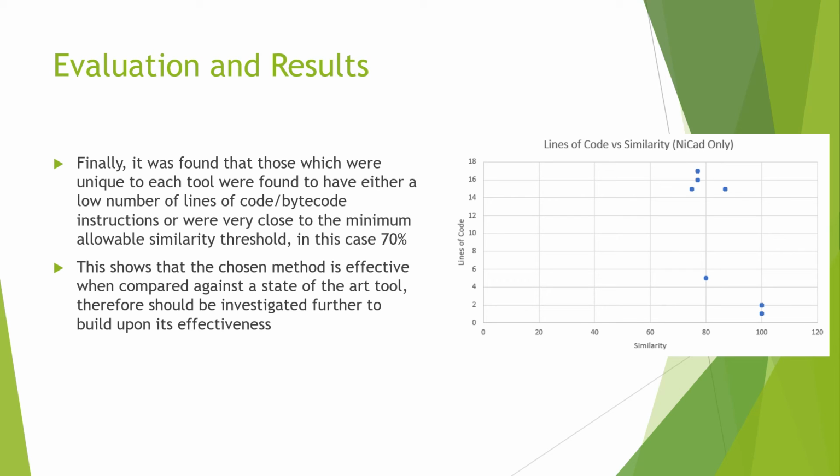Finally, it was found that those which were unique to each tool had either a low number of lines of code or bytecode instructions, or were very close to the minimum allowable similarity threshold, in this case 70%. This shows that the chosen method is effective when compared against a state-of-the-art tool, and therefore should be investigated further to build upon its effectiveness.